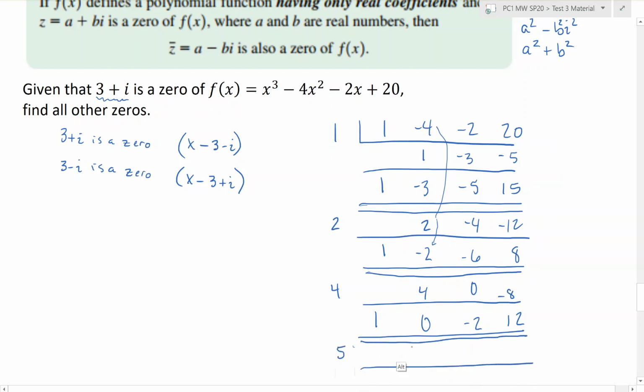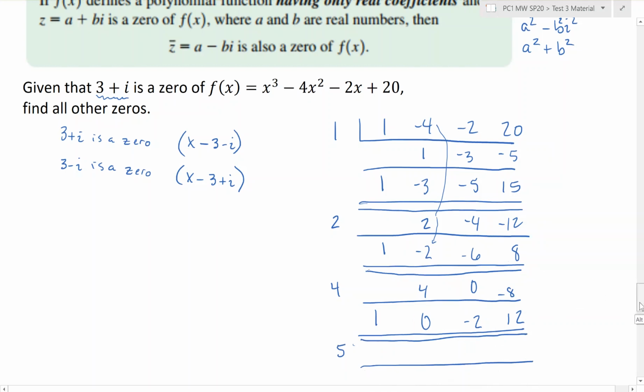I know that 5 is a possible rational zero. So let's try it. 1, 5, 1, 5, 3, 15, and 35. And now we've hit a problem here because we have all non-negative entries in that row that contains the quotient and remainder. So nothing bigger than 5 is going to work. My next numbers to try would be 10 and 20. That's obviously not going to work though.